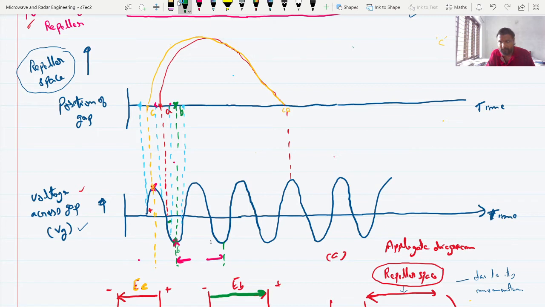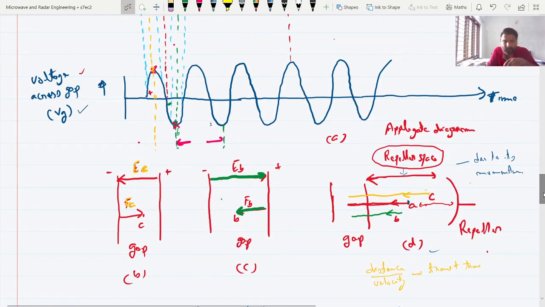What will it experience? It experiences a maximum negative voltage, and hence a maximum negative electric field across the gap, that is shown in figure C. Because of that, a force FB will now act on electron B in a direction opposite to its motion. That is very important.